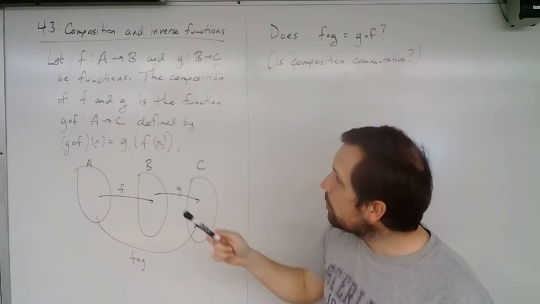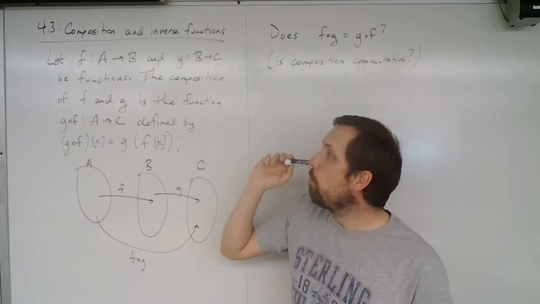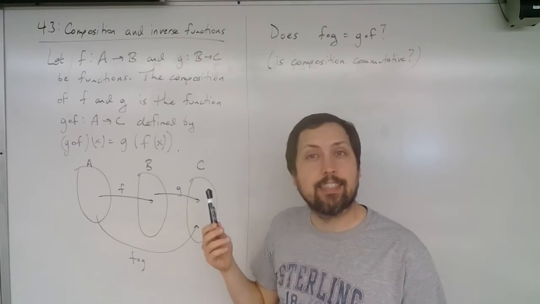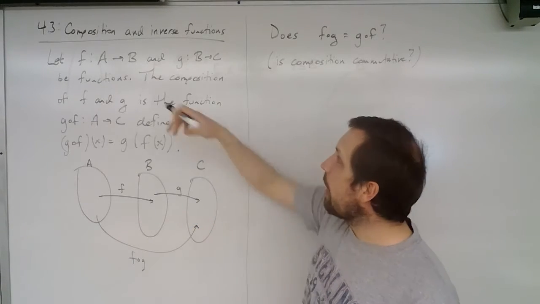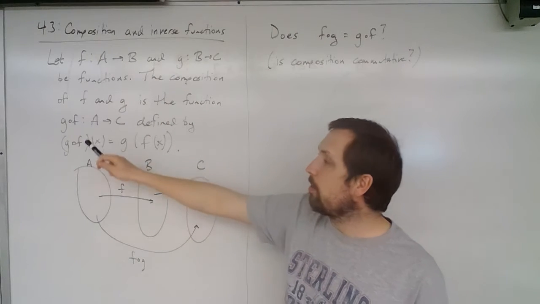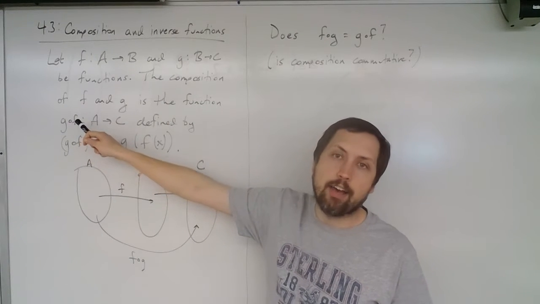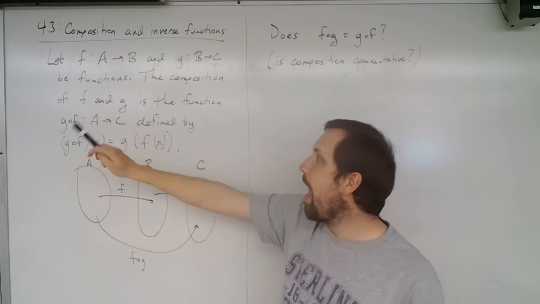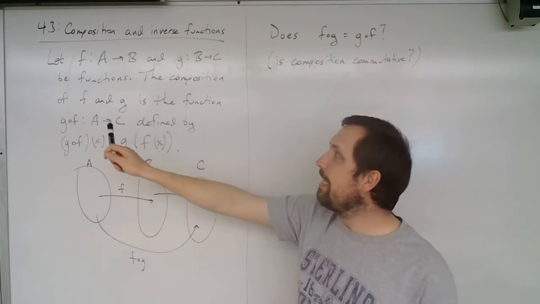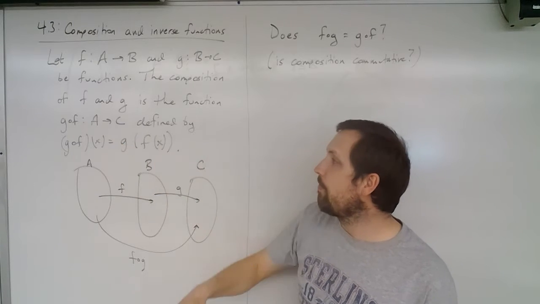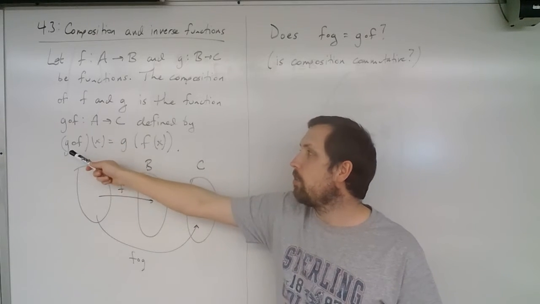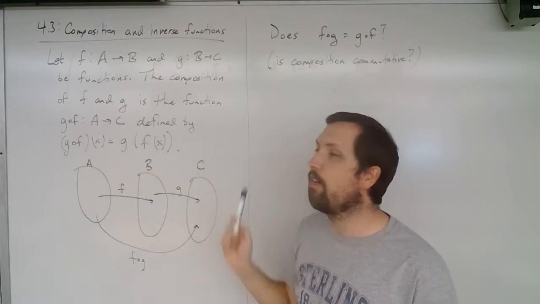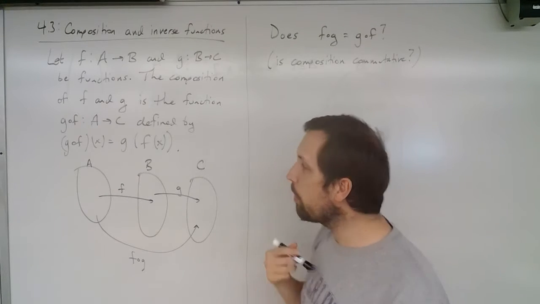So the composition of functions, hopefully you've all seen this at some point in your careers. What the composition is defined as is this function g of f. So we have this little composition circle that's going to say A maps to C is this new function defined by saying the composition of g with f is just g of f of x.